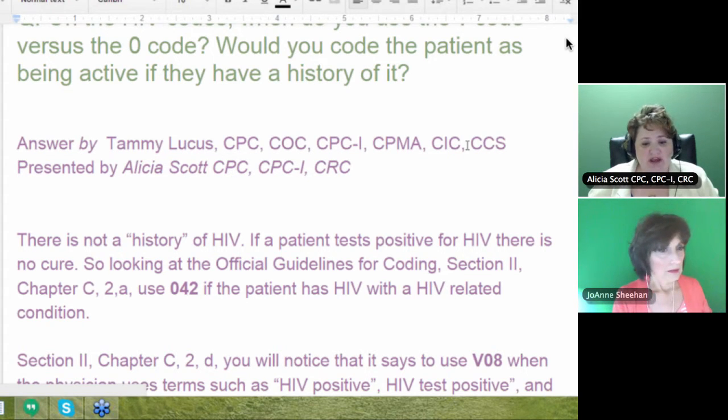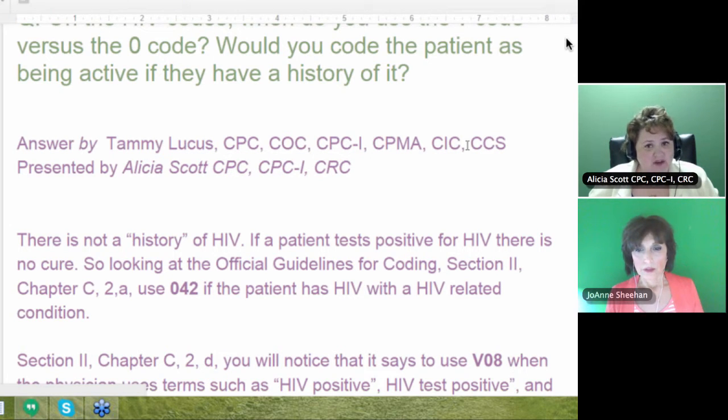If you look at the guidelines, and this can be found in Section 2, Chapter C, 2A, it tells you to use 042 if the patient has HIV with an HIV-related condition. Now, everybody says, well, what's an HIV-related condition? Well, I'm going to show you some of those here in just a minute.